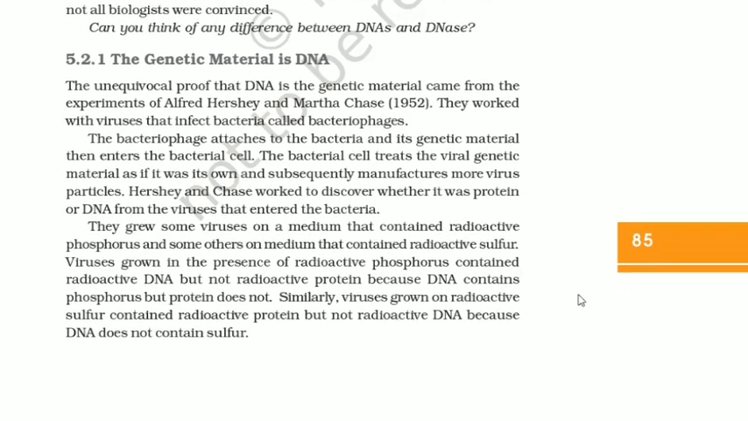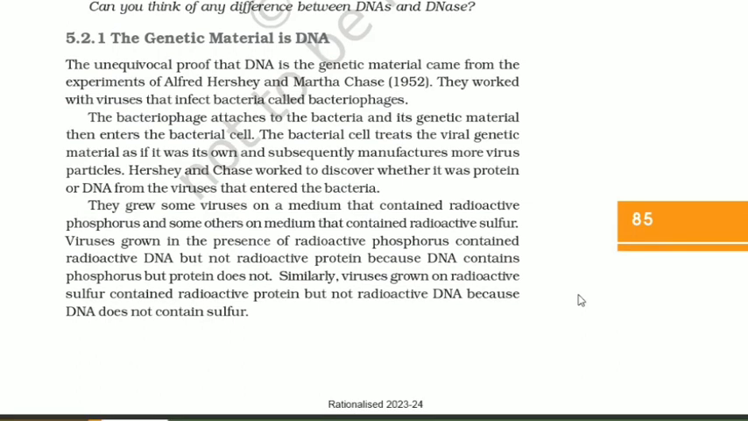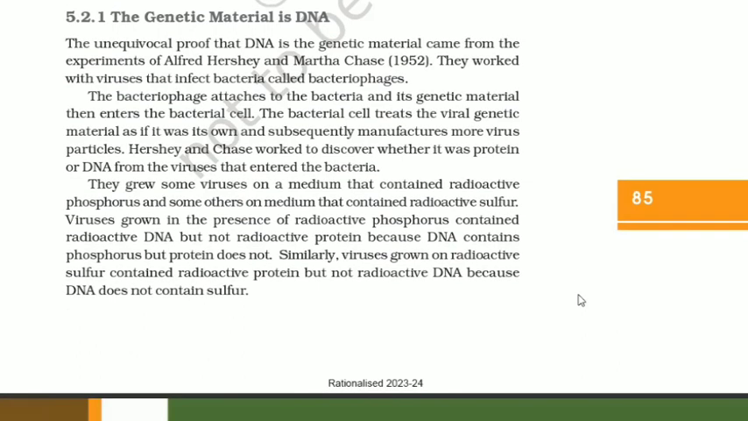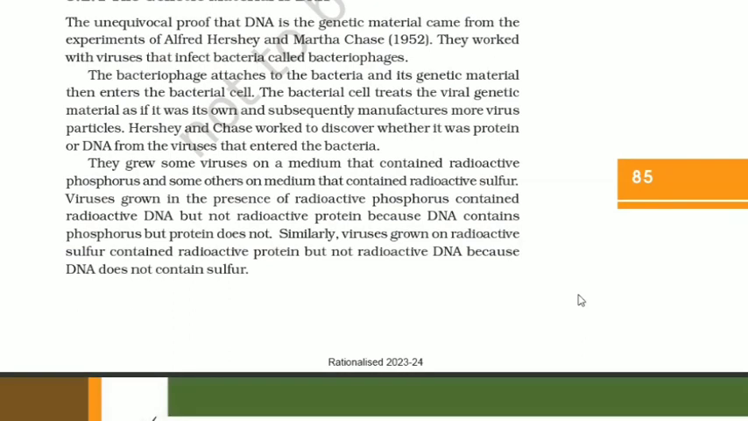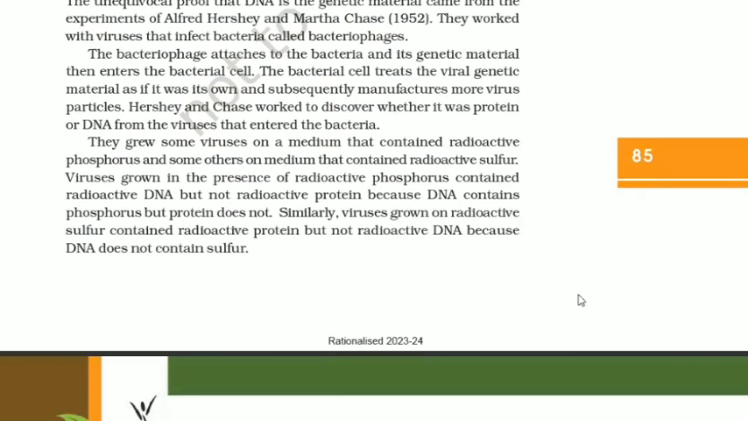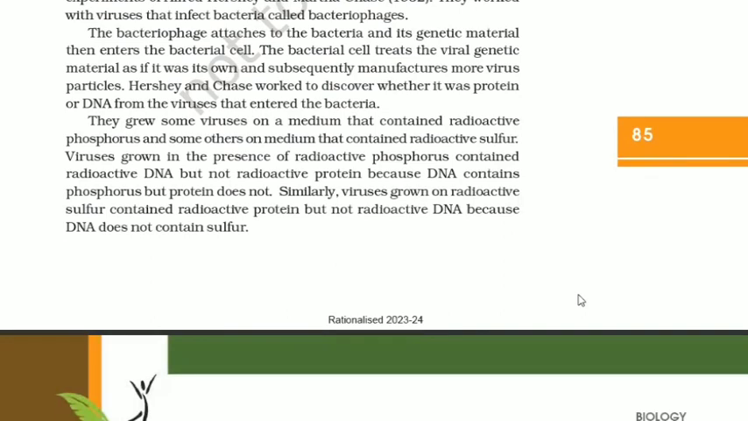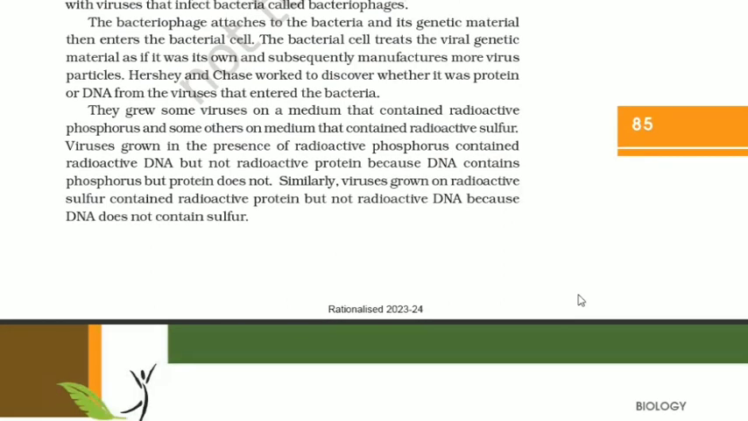5.2.1 The genetic material is DNA. The unequivocal proof that DNA is the genetic material came from the experiments of Alfred Hershey and Martha Chase. They worked with viruses that infect bacteria called bacteriophages. Bacteriophage attaches to the bacteria and its genetic material then enters the bacterial cell. The bacterial cell treats the viral genetic material as if it was its own and subsequently manufactures more virus particles. Hershey and Chase worked to discover whether it was protein or DNA from the virus that entered the bacteria.